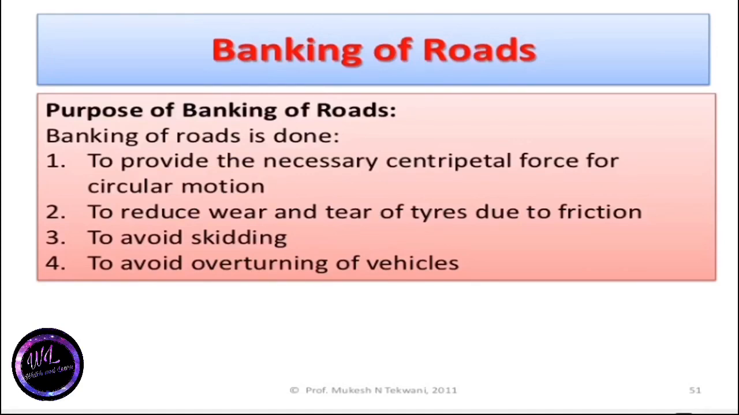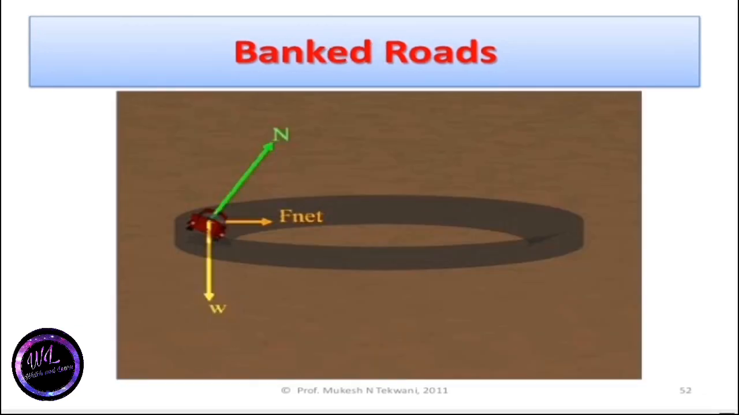What is the purpose of banking of roads? There are many purposes of banking of roads. First one, it would provide the necessary centripetal force for the circular motion. We will discuss this point later. Second one, it would reduce the wear and tear of tires due to friction that we had discussed in the previous example. Third one, it can also avoid skidding. Fourth one is it can also avoid overturning of vehicles, which will further cause accidents.